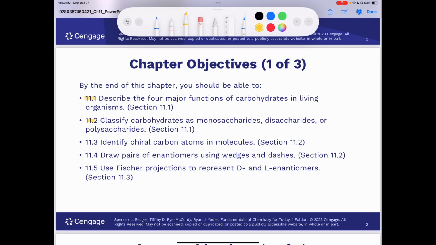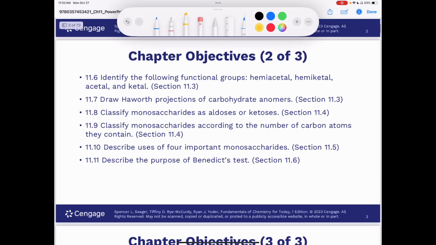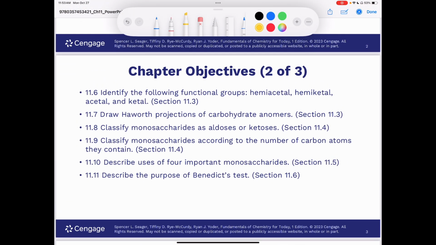Identify chiral carbons. So we're going to talk about stereochemistry and chirality. You should be able to draw pairs of enantiomers. So I'll teach you what an enantiomer is, a non-superimposable mirror image. Use Fischer projections to represent D and L enantiomers. Identify functional groups like hemiacetal, hemiketal, acetal, and ketal. Draw Haworth projections of carbohydrate anomers. So I'll teach you what an anomer is.